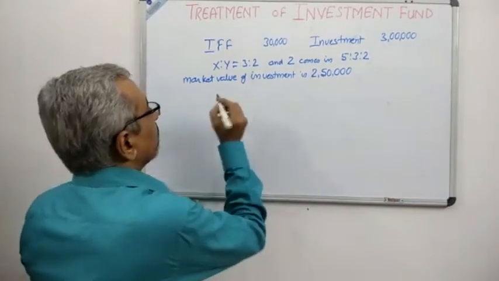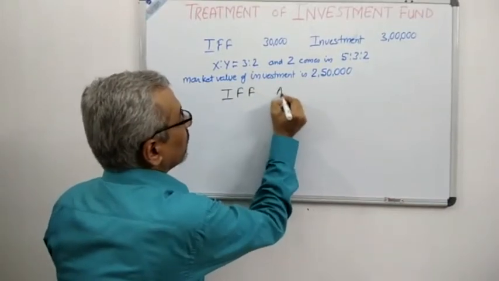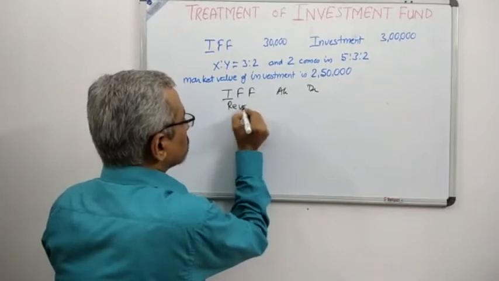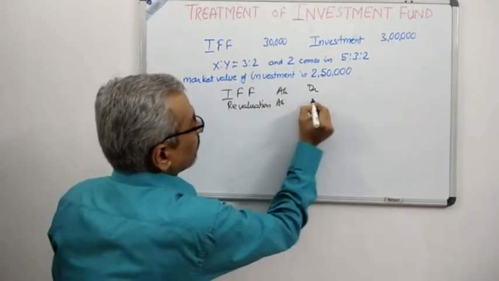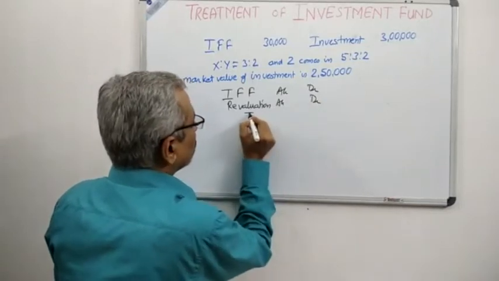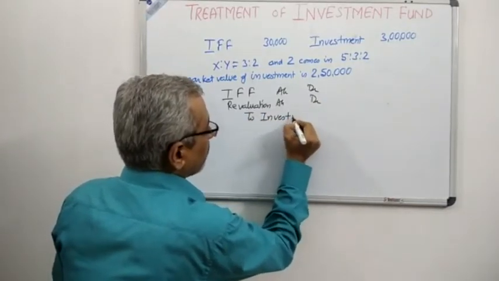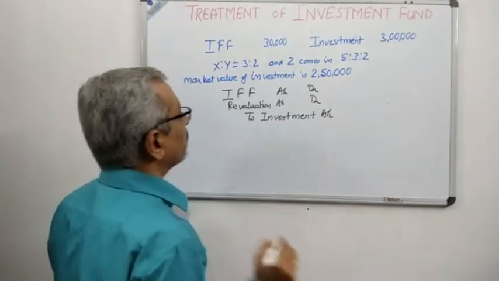So the first journal entry which we'll do over here is investment fluctuation fund account debit, revaluation account debit, to investment account. Please see very carefully.